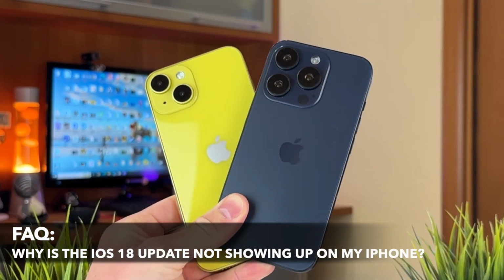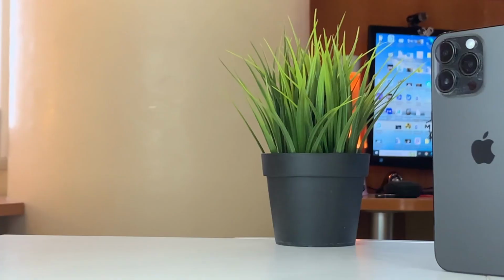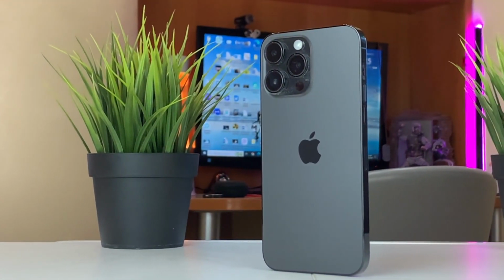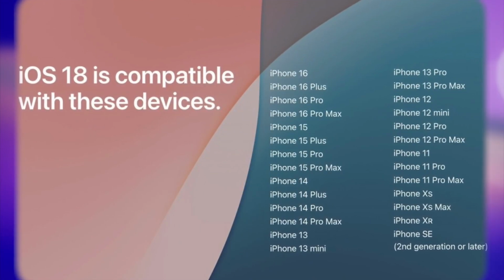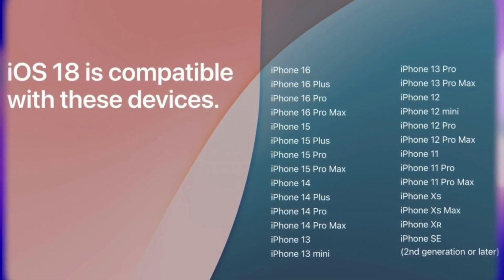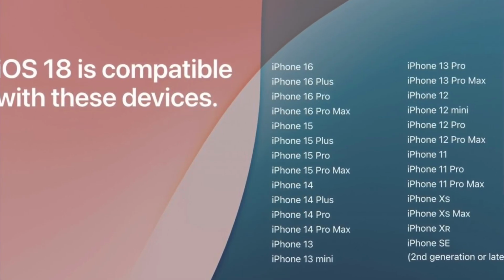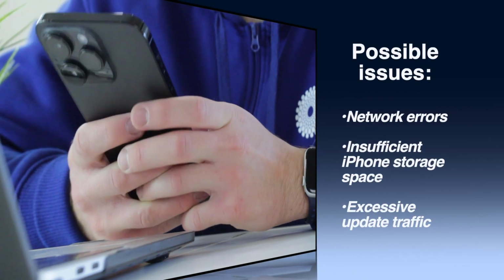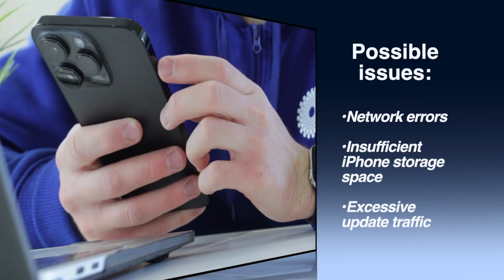First and foremost, we would like to ponder the following question: why is the iOS 18 update not showing up on my iPhone? To start with, one reason the iOS 18 update may not be showing up is that your iPhone generation is not supported. Here is the list of all compatible models with which you can understand whether your iPhone supports the iOS 18 update or not. For instance, the iPhone 10 and earlier models don't support iOS 18. This could be one of the most popular reasons why the iOS 18 update is not showing up. Surely there are other reasons, such as network issues, insufficient iPhone storage space, and excessive update traffic, which can cause the update to be delayed.